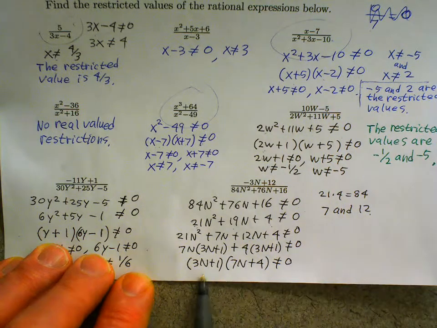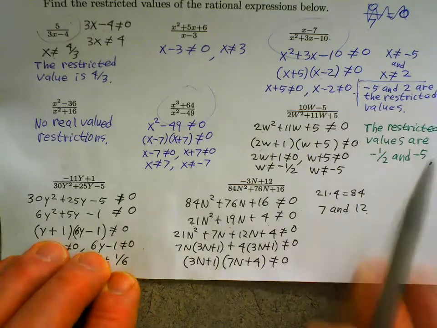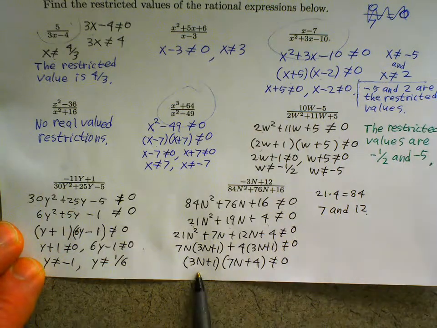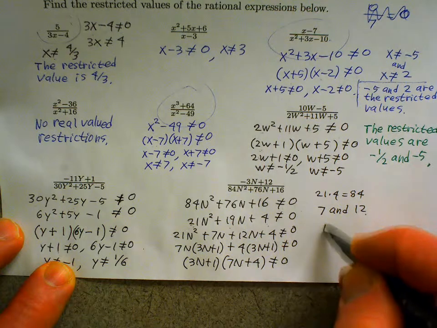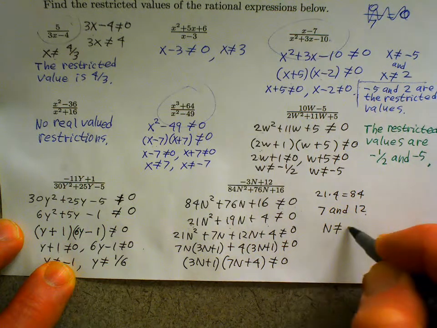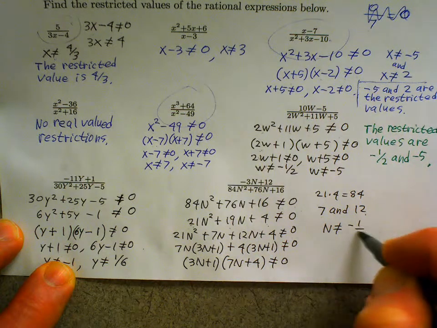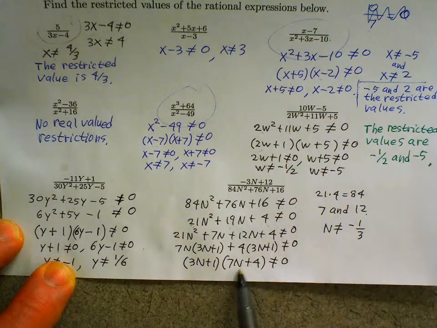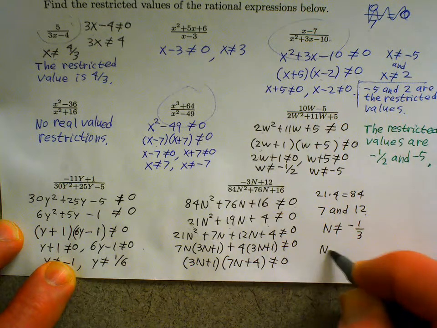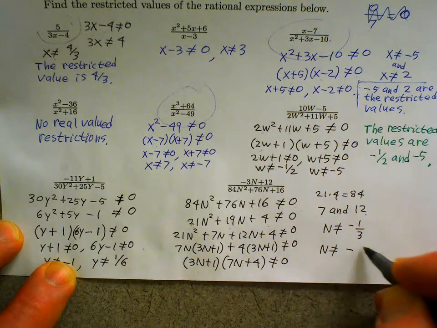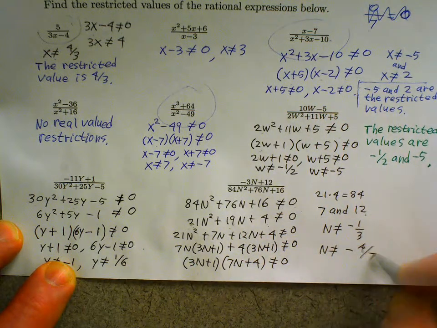Okay, one of the factors is 3n plus 1. So if we set that not equal to 0, we'll get n does not equal negative 1/3. And then the other factor, 7n plus 4, if that does not equal 0, subtract 4 and divide by 7, n does not equal negative 4/7.